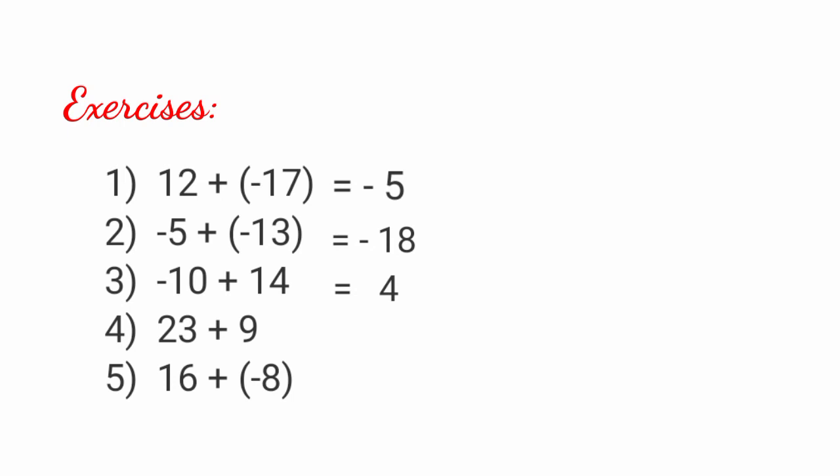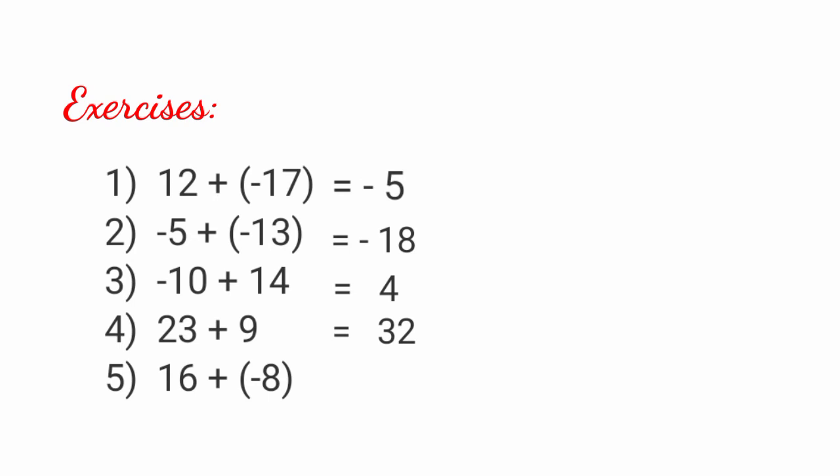In number 4, 23 plus 9, this is our regular addition, which is also rule number 1. If we have the same sign, we will simply add 23 and 9, that is equal to 32, and we'll simply copy the sign, which is positive. Therefore, this is our final answer.